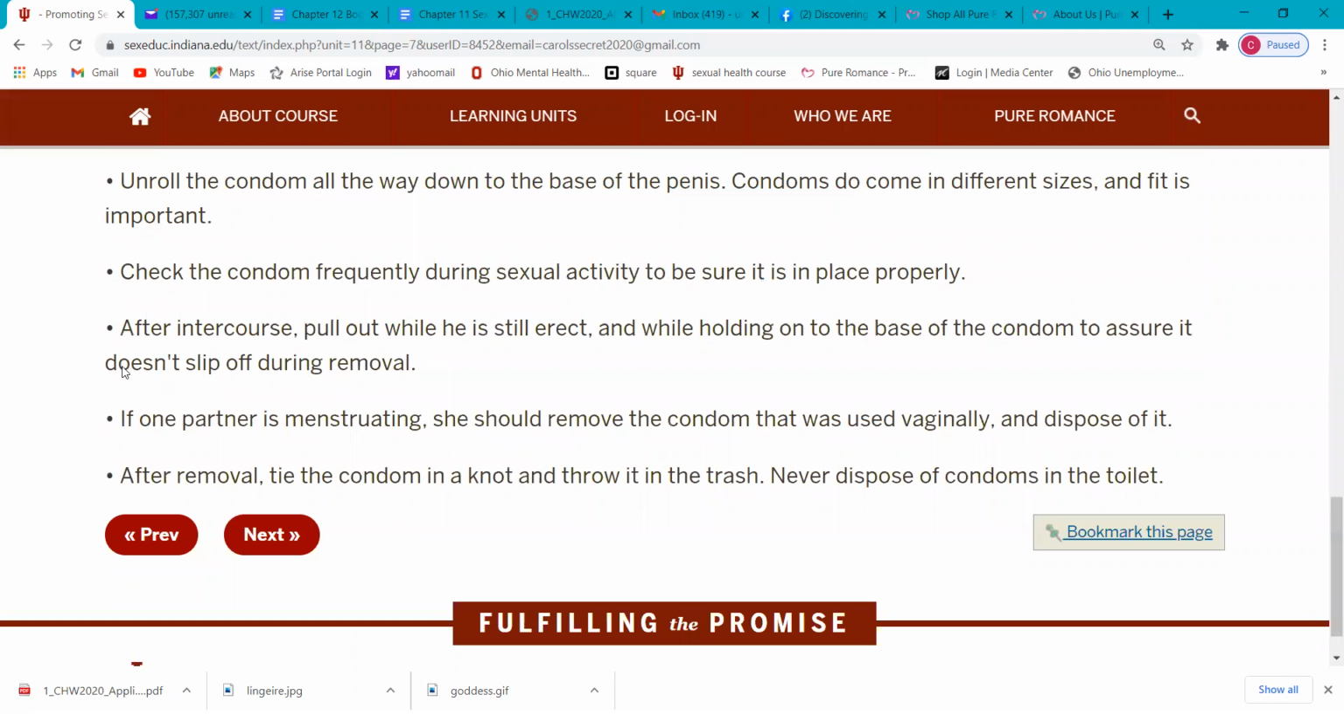Check the condom frequently during sexual activity to be sure it is in the proper place. Nothing like going through full intercourse and enjoying yourself and you realize, oh, the condom popped off two seconds ago. So you want to make sure it is in place, okay? If one partner is menstruating, she should remove the condom that was used vaginally and dispose of it. After removal, tie the condom in a knot. You want to throw it in the trash and never dispose of condoms in the toilet.